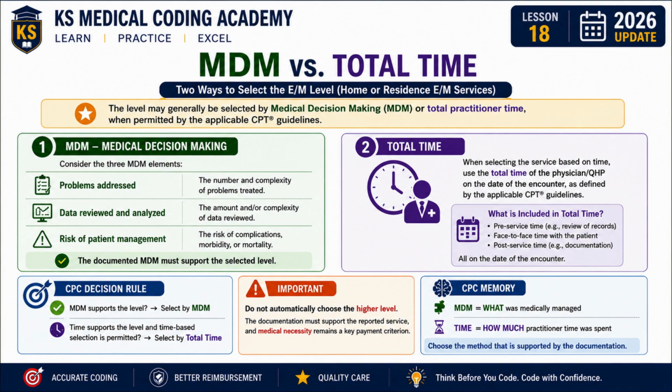For the CPC exam, remember, MDM equals what was medically managed. Time equals how much qualifying time was spent. Always make sure the documentation supports the selected level and the service is medically necessary.